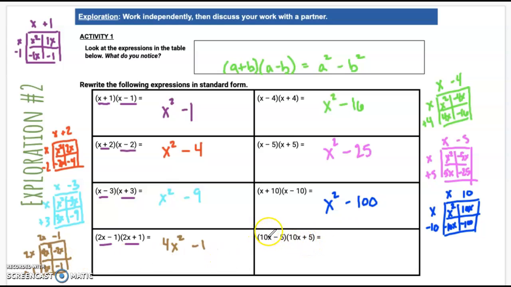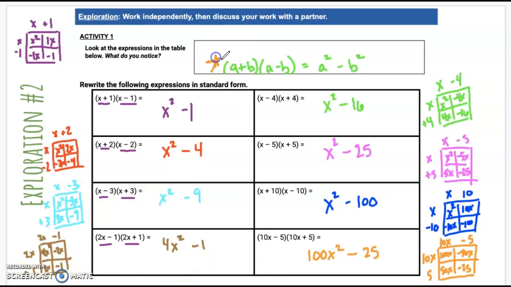All right, last one here. I'm going to try this out using my pattern. So let's see, 10 squared is 100, so 100x squared minus 25. And let's just verify that using our area model. 10x minus 5, 10x plus 5. 10x times 10x is 100x squared. 10x times negative 5 is negative 50x. 10x times 5 is 50x. And 5 times negative 5 is negative 25. So that would leave me with 100x squared minus 25. Awesome. So far, so good.